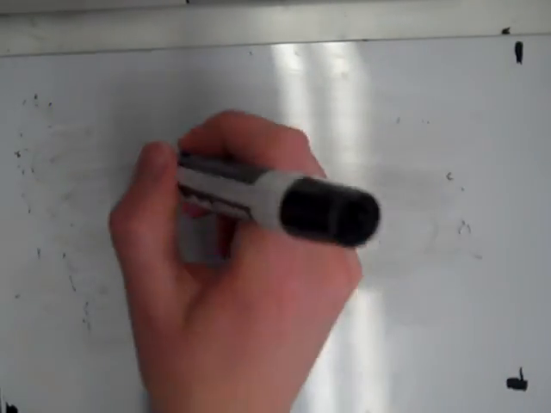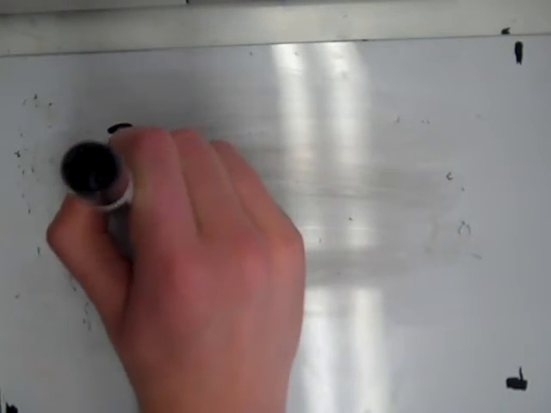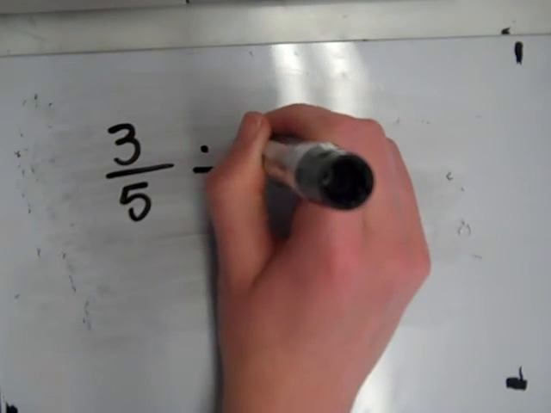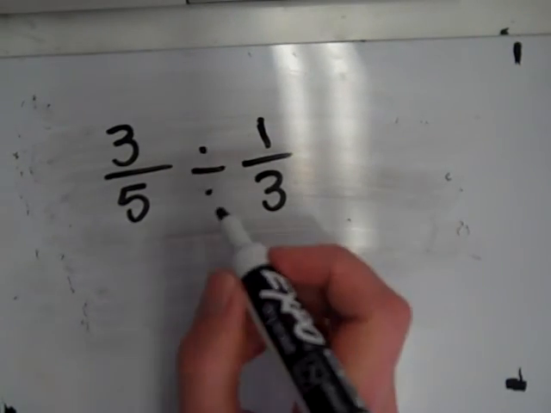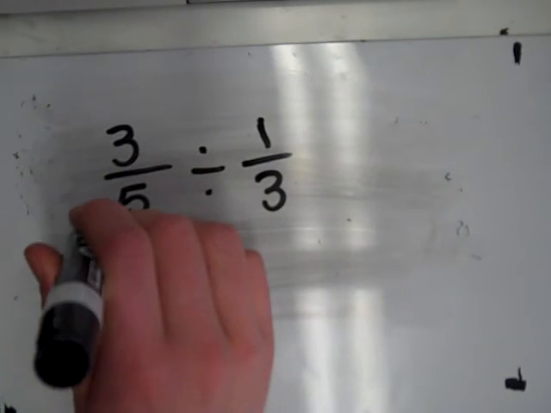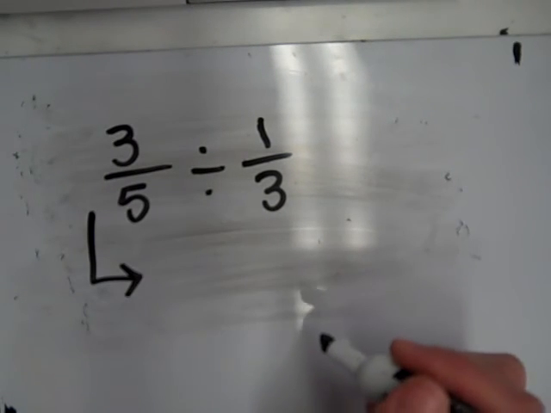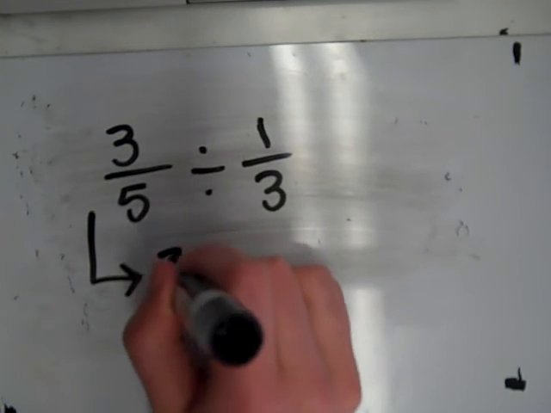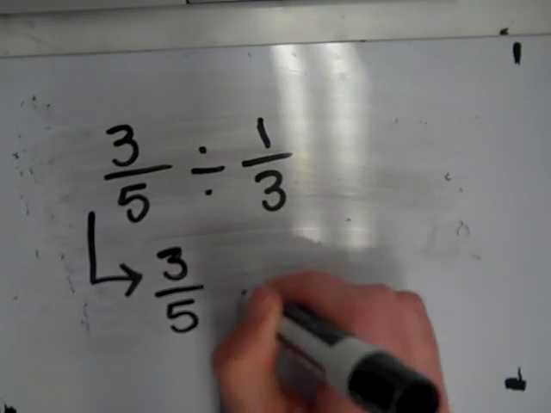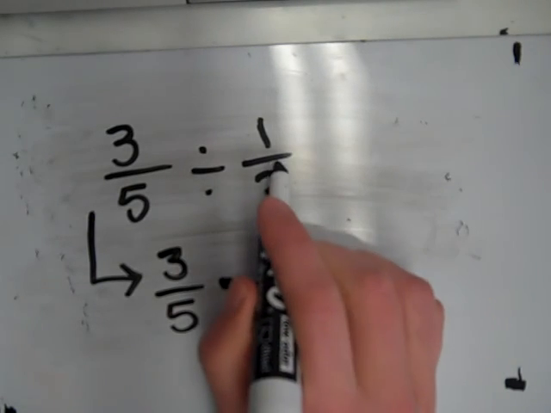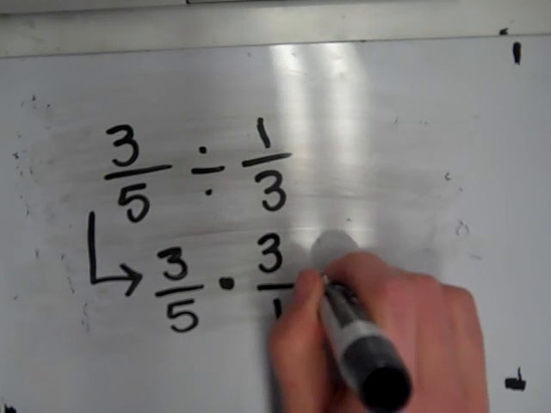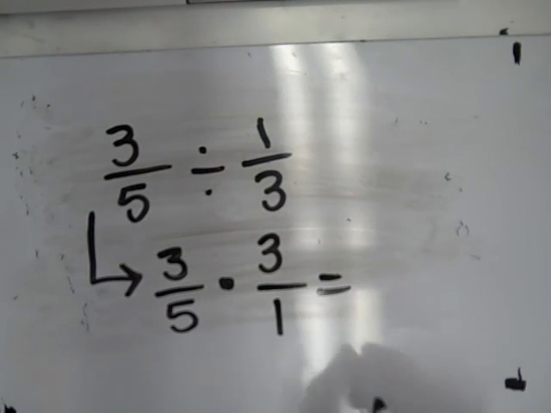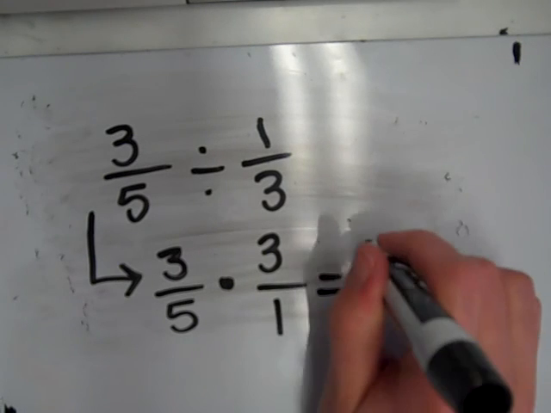Lastly, division. If I have 3/5 and I want to divide that by 1/3, there's two steps to division. I first have to change it into multiplication. So the first fraction stays the same. I change to multiplication, and then I take the reciprocal of the second fraction. So I flip it. Once you've done that, it's just a matter of multiplying straight across the top and the bottom.